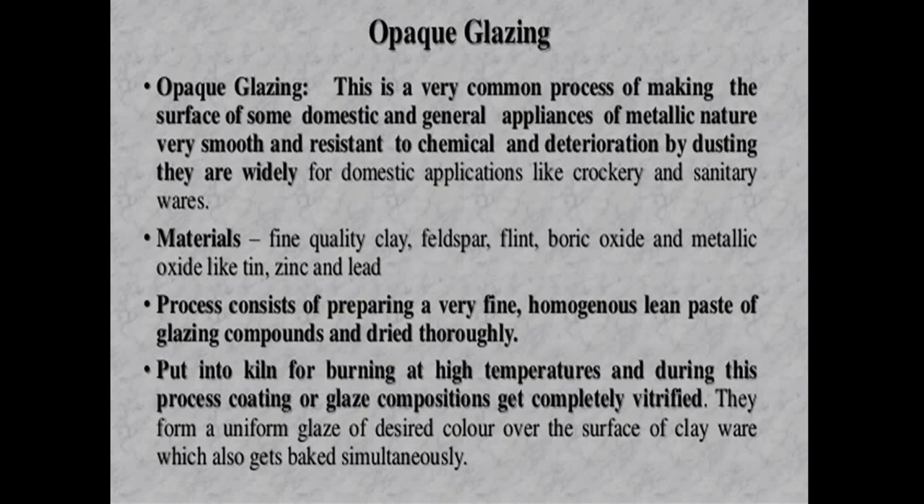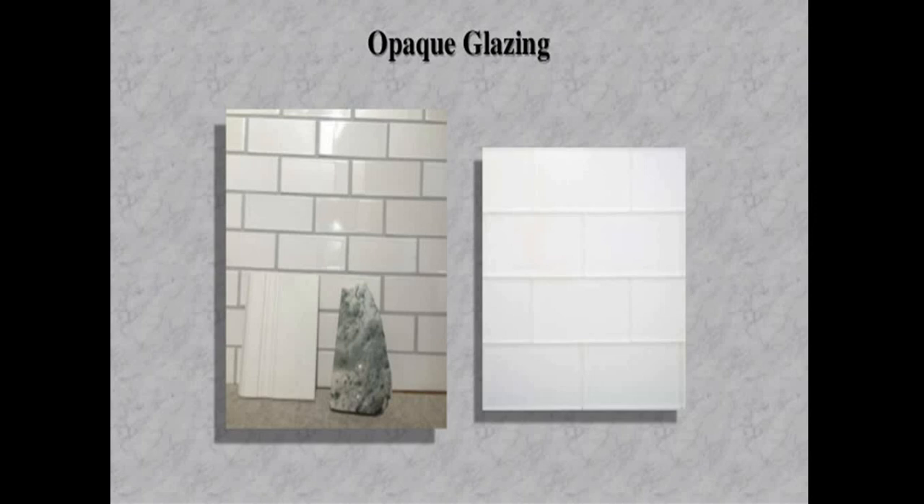Opaque glazing is very common process for making the surface of some domestic and general appliances of metallic nature very smooth and resistant to chemical and deterioration by dusting. They are widely used for domestic applications like crockery and sanitary wares. Here you can see the pictures of opaque glazing.